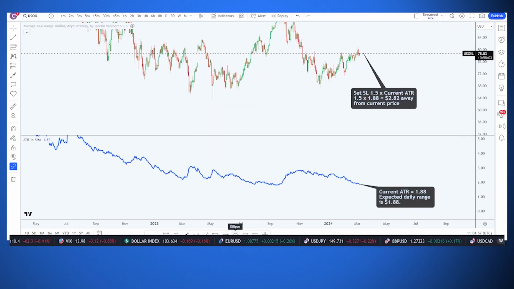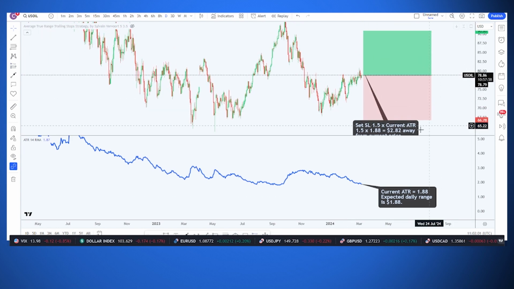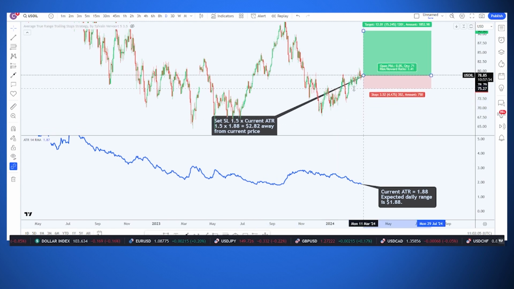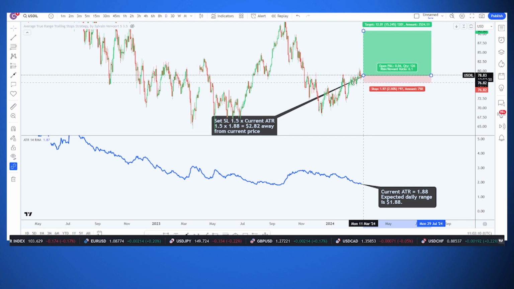So the way this would look, because let's say, for example, we were long at the current price right now, just move that out of the way, we'd want to make sure our stop loss was at least $2.82 away. So what's that, 78.8? So you would want to go down to around 76.2.